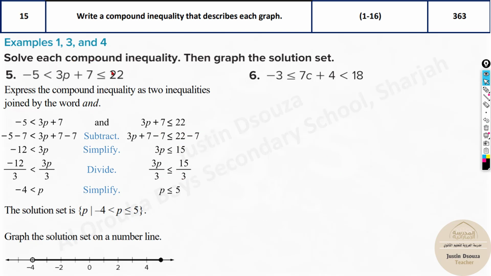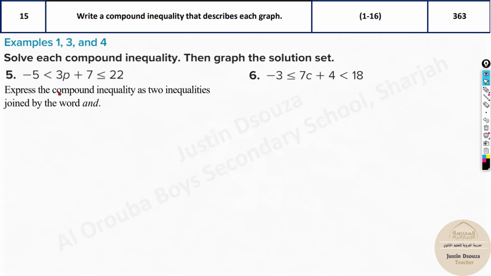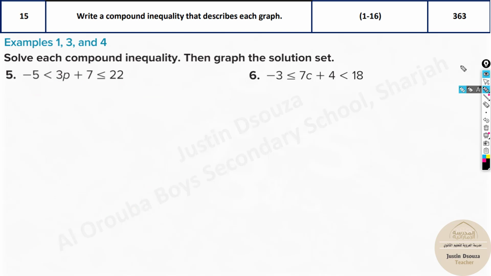And now there is another shortcut. Looking at this, if you can analyze this, let's just look at this. Here we need to find P, right? What has been added?